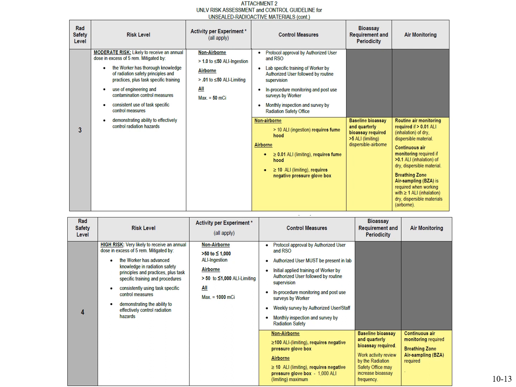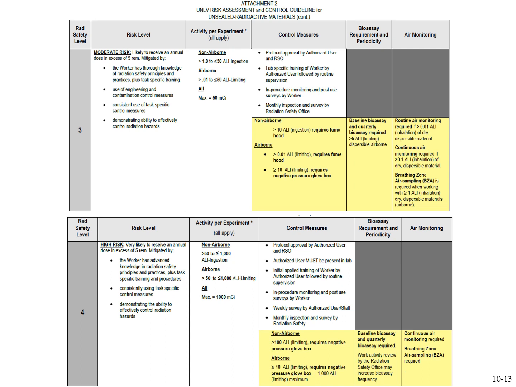Rad level 3, we can go well above an ALI. It's broken into airborne or non-airborne, and there's also a component that says if we're using airborne or non-airborne, we have certain requirements such as using a fume hood or a negative pressure glove box. And then for rad level 4, the levels are even higher. Again, there's requirements on using negative pressure glove boxes above certain ALI limits, and also interactions with the authorized user.